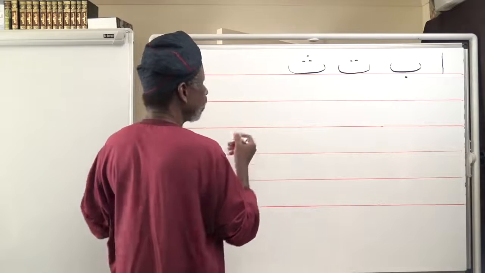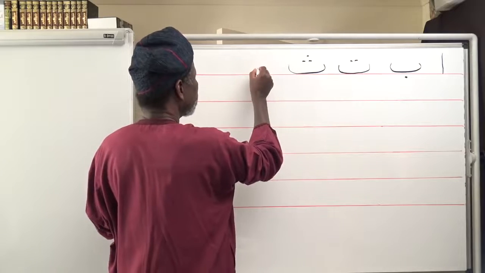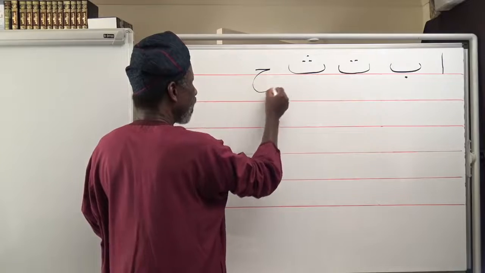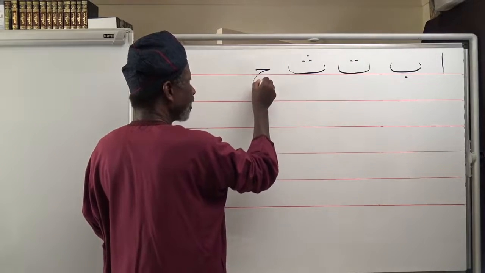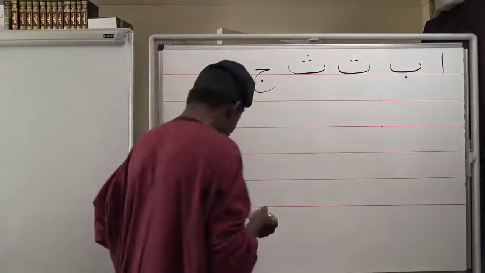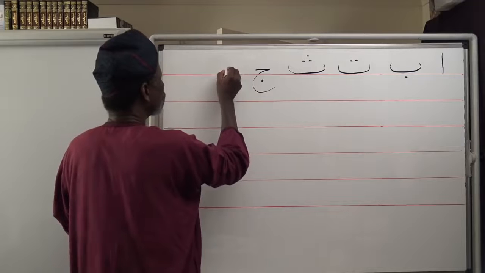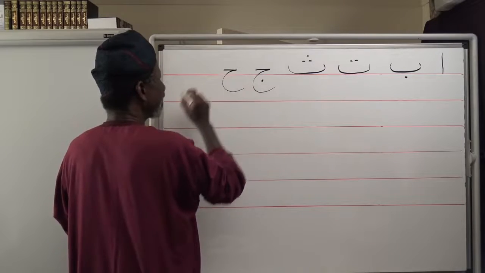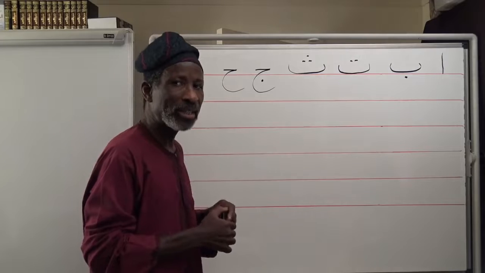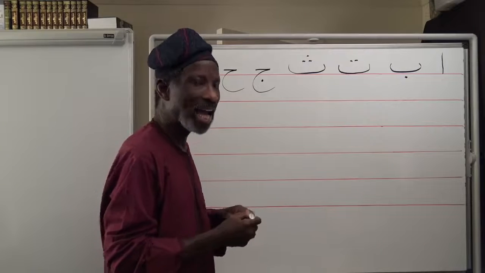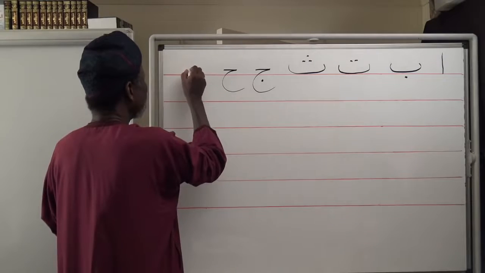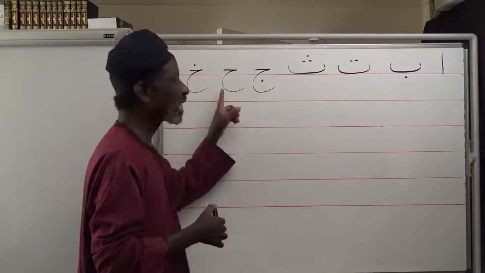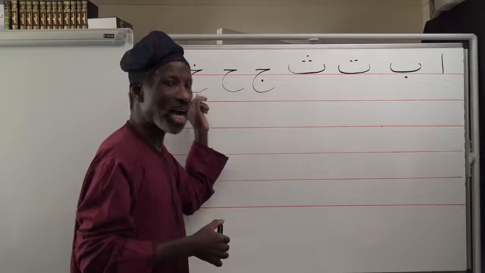Now, the other family of 3 is jim. You can see I'm starting from the top and then writing a capital C. That's your jim with 1 dot there. The same shape, this is your ha with no dot, and that's it. And last in the family is kha with 1 dot. So this one is ha, and this one is kha.